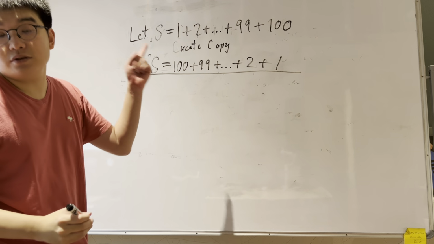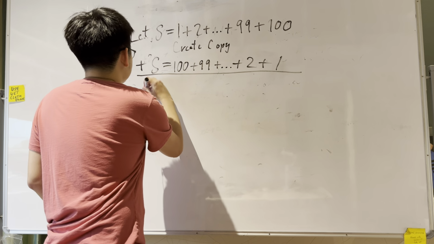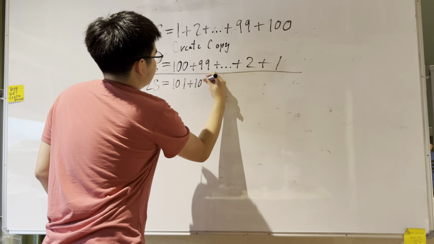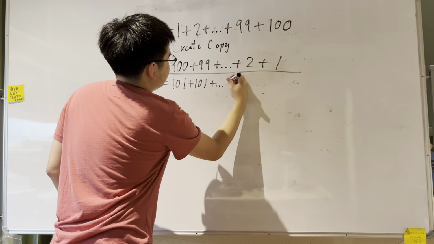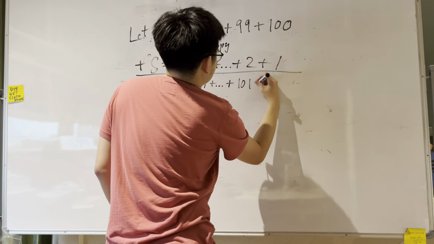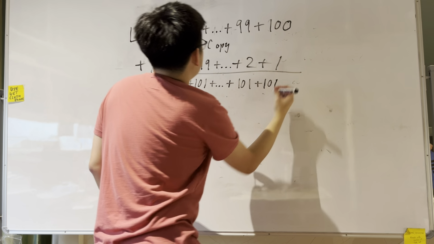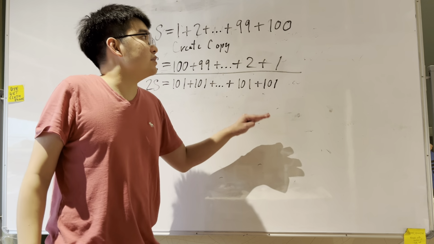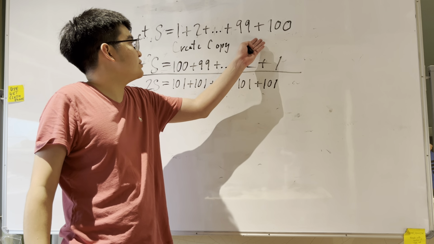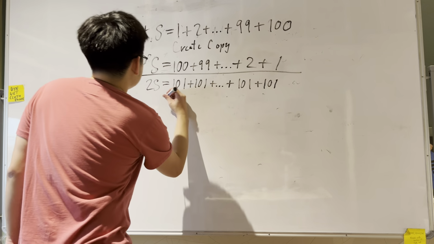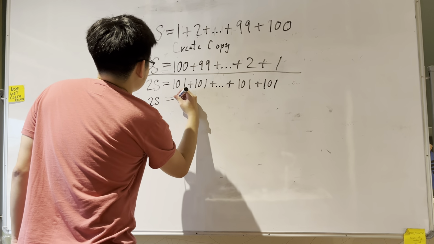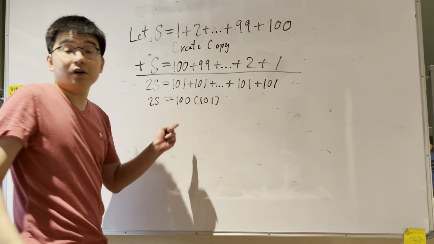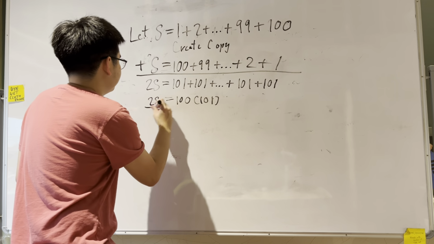So S plus S, you get 2S, so you get 2 copies of the sum. You get 101 plus 101 plus ... plus 101 plus 101. How many copies of these 101s are there? There are 100 of them, because we looked at a list of integers from 1 to 100. So this is the same as 2S equals 100 times 101. Now to solve for S, we divide both sides by 2.